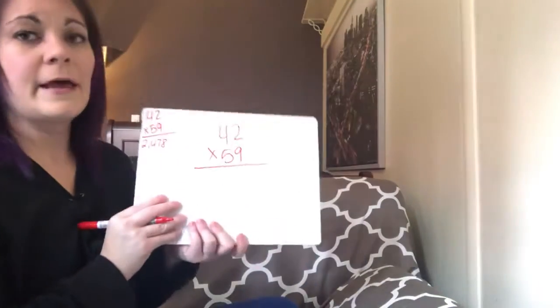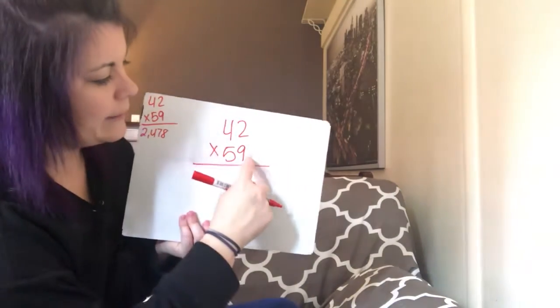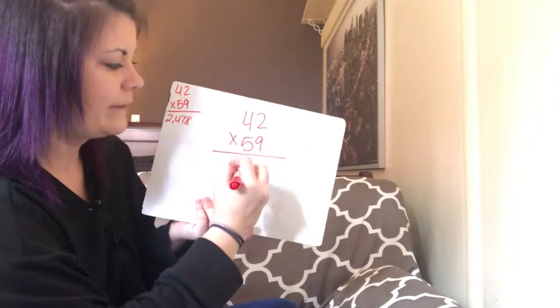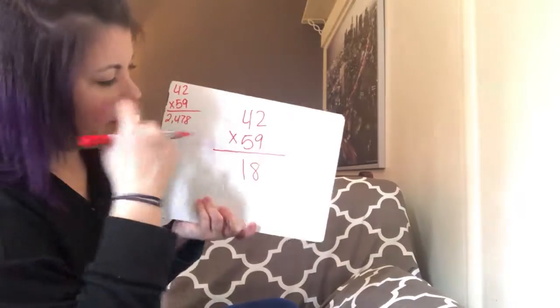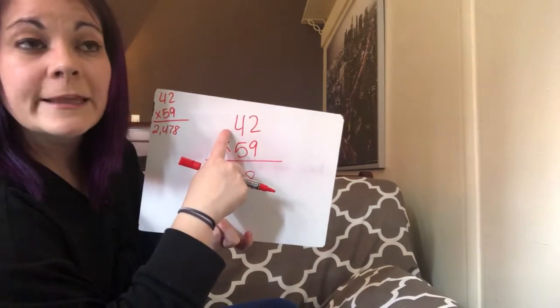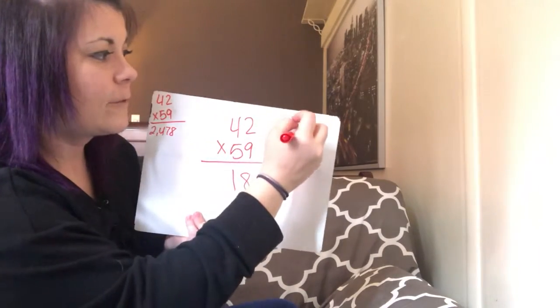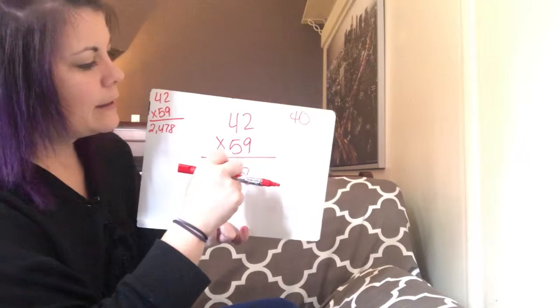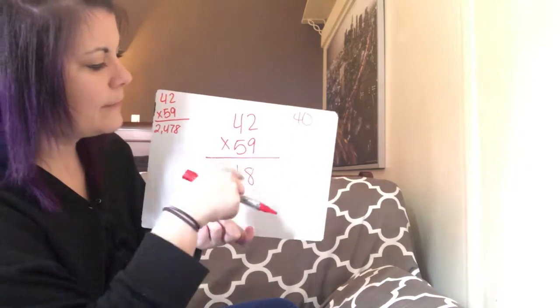So we're going to start with the 9. The 9 is in the ones place, and the 2 is in the ones place. So we simply do 9 times 2 is 18, and we write 18 down. Now we're going to multiply the 9 by the 4. But the 4 is in the tens place, so that represents 40. Placeholder for the ones would be 0.